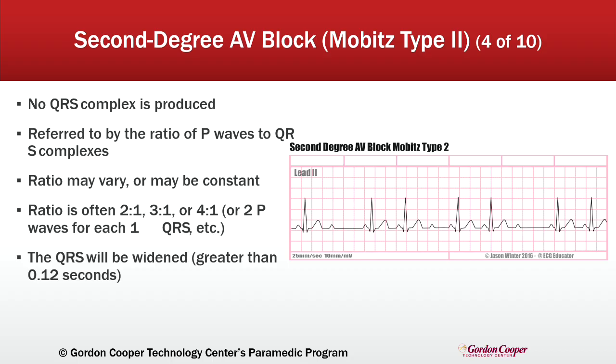The key point here is that while the P waves might remain regular, the QRS complexes are dropped, creating an irregular ventricular rhythm. Another thing to note is that when those QRS complexes are conducted, they're typically widened, greater than 0.12, because the impulse that reaches the ventricles is traveling through abnormal pathways due to the block, which causes a delay and results in a wider QRS. Now, this type of block is more serious because over time it could progress into a third degree block where no impulses are getting through to the ventricles at all, which is a real concern.